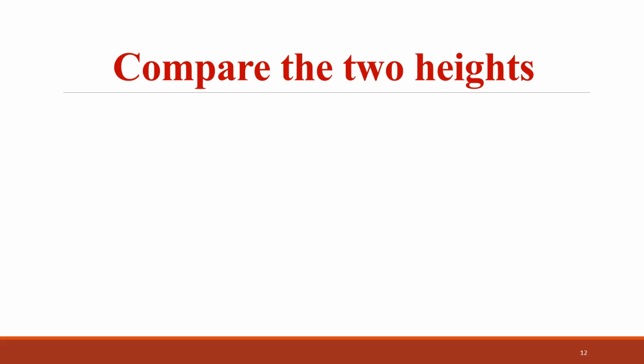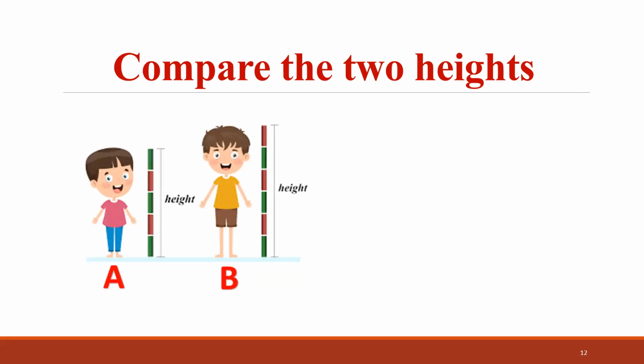Here's a simple activity. We have this kid A and this kid B. When you use centimeters, you can say that A is shorter than B. Yeah, it's shorter than B. Child B is taller than child A, as you are seeing from the picture. And also you can say that child A is shorter than child B.